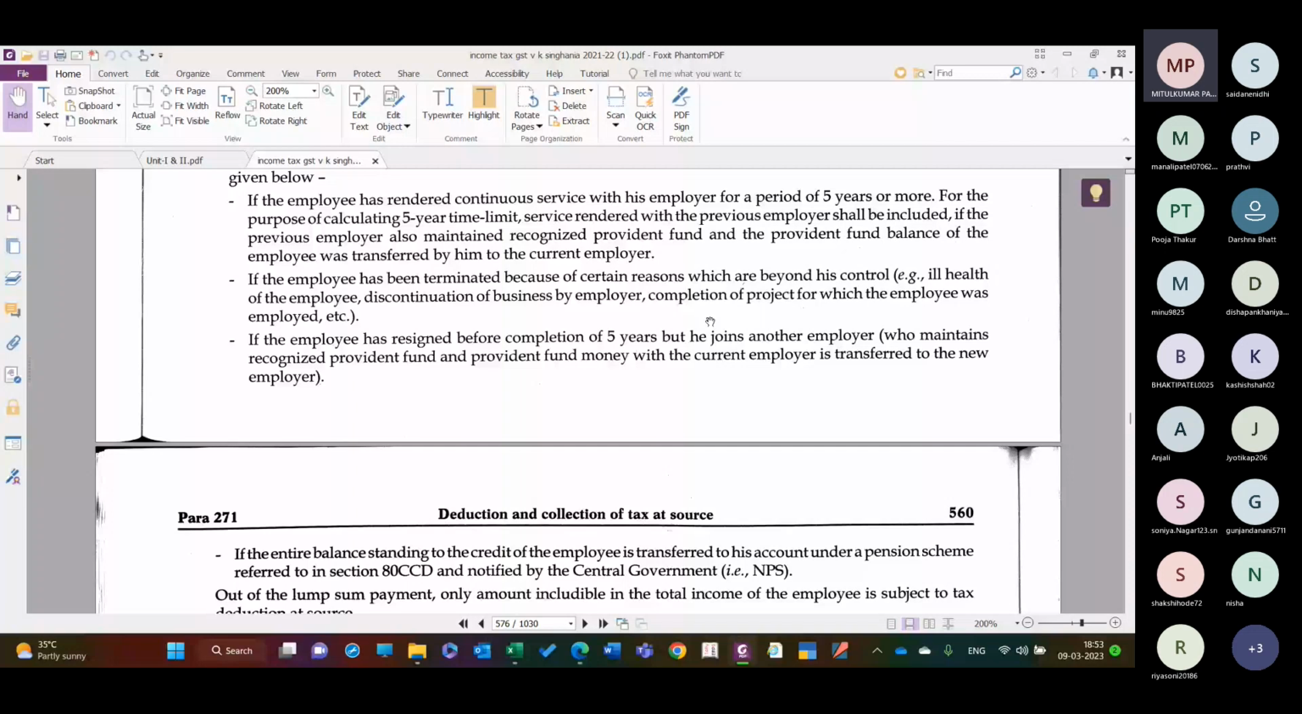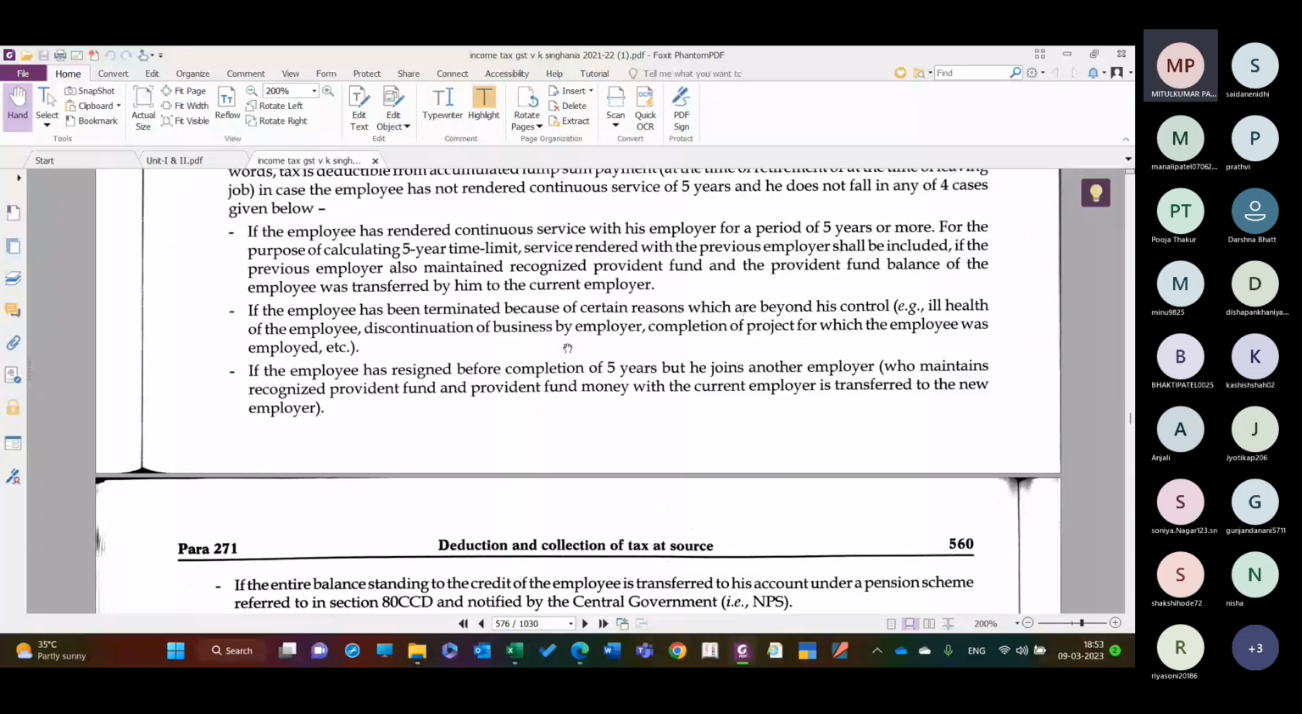If the entire balance to the credit of the employee is transferred to his account under a pension scheme referred to in section 80CCD and notified by the central government. So central government notified કરે તો પણ એમાં TDS કાપવાનો થતો નથી. So આ ચાર સિચ્યુએશન માં TDS કાપવાનો થતો નથી, taxable નથી. એ સિવાય જો હોય તો TDS કાપવો પડશે.